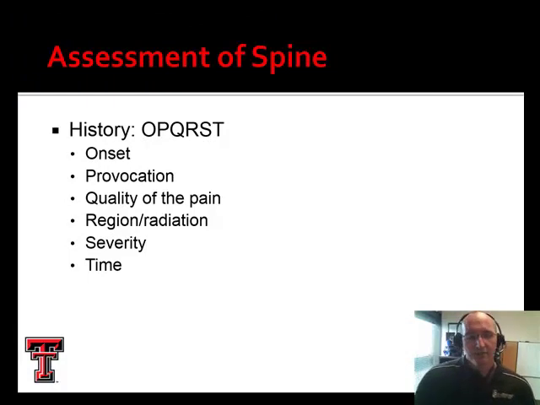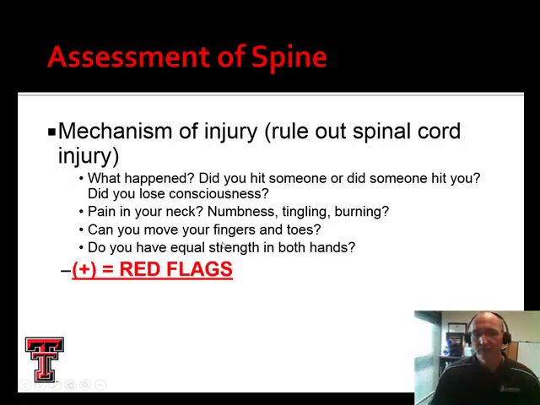Okay, so in our assessment of the spine, we go through this OPQRST, just like always. We're looking for immediate threats to life. If we look at the mechanism of injury, we want to rule out a spinal cord injury as soon as possible. Okay? We're hoping that it's extremity related as opposed to spine related. So what happened? Did they hit someone or did they hit you? Was there a loss of consciousness? Any neck pain, numbness, tingling, burning, shooting down the arms, down the legs? A quick motor screen, can they wiggle their fingers, can they wiggle their toes? A quick sensory screen where we check to see, does this feel the same as this? Do they have equal strength in both hands?